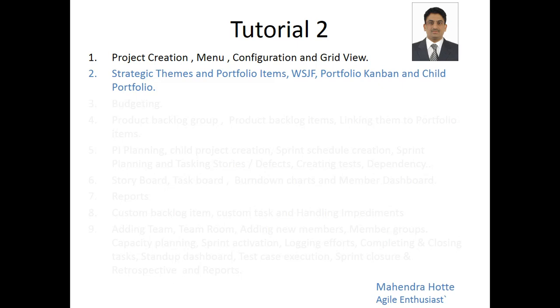In VersionOne tutorial 1, I spoke about the grid view and its customizations as well. In this tutorial number 2, I'll be talking about strategic themes and portfolio items and how to create them. Additionally, I will show how WSJF, weighted shortest job first, is calculated at the portfolio level. We will see the portfolio Kanban and also how to add child portfolio items. Let's get going.